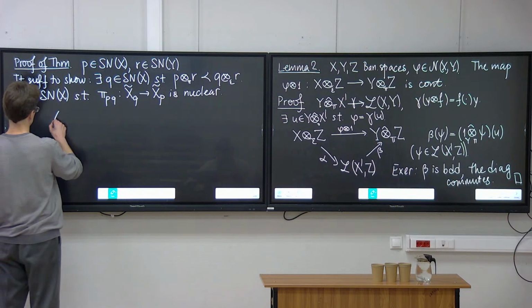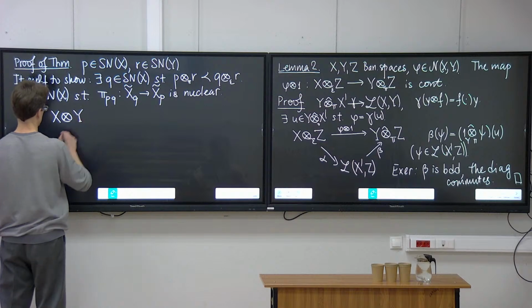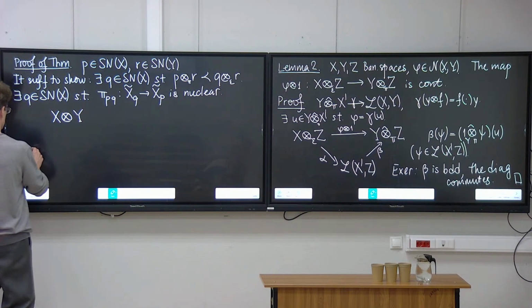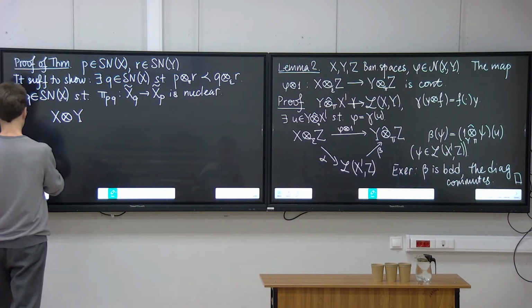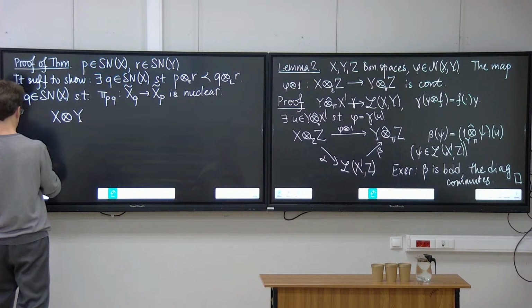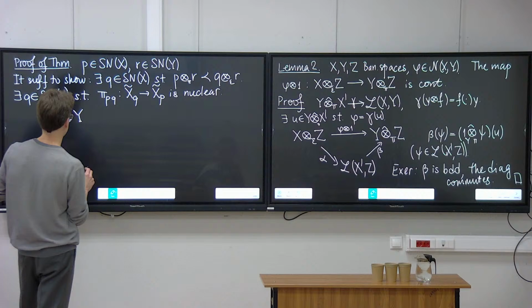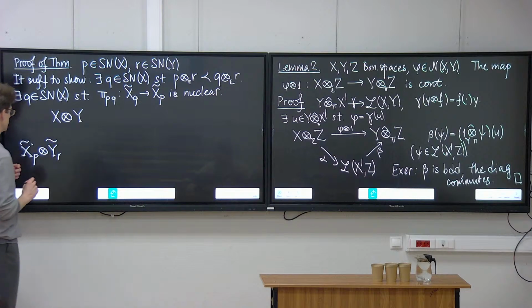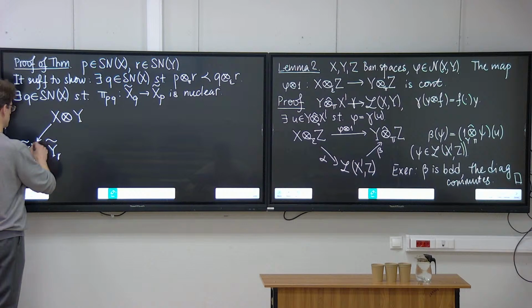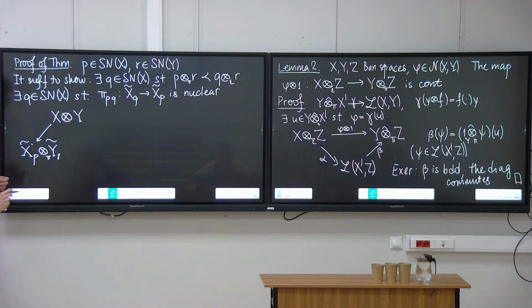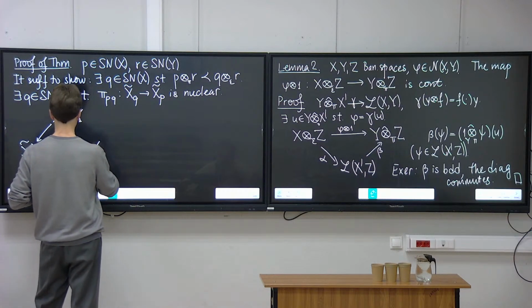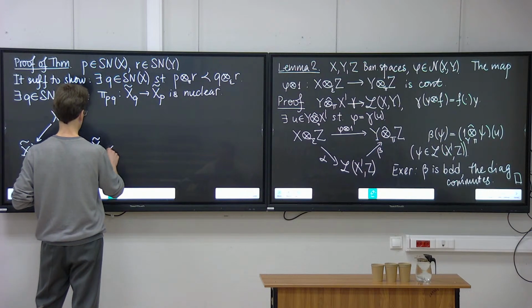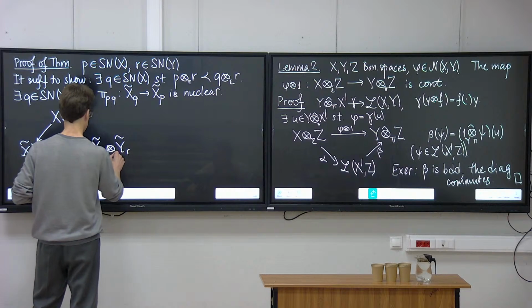So let's look at the following picture. This is the tensor product of X and Y. Here we take the tensor product of XP and YR, so the associated Banach spaces, and we take their projective tensor product here. And here we take the tensor product of XQ tilde and YR tilde. And here we take the injective tensor product.